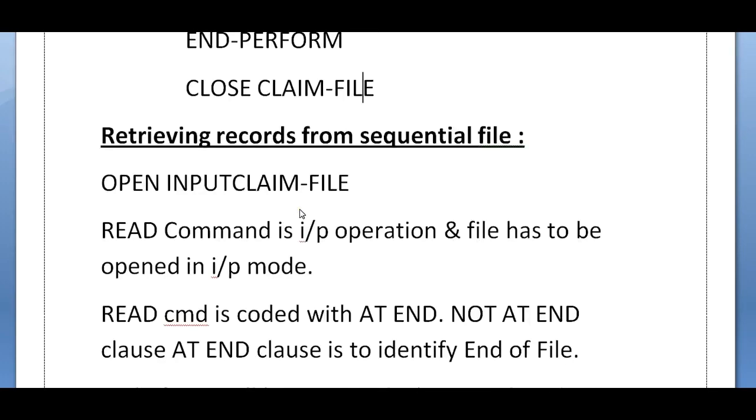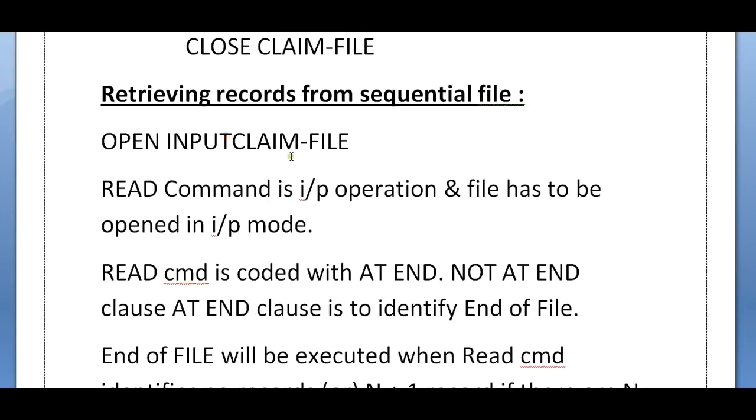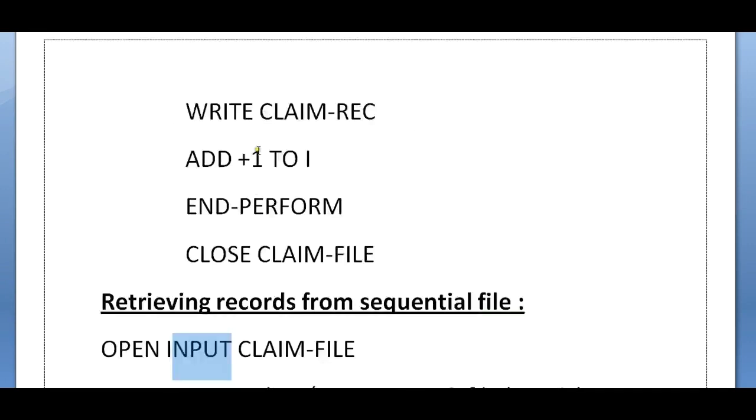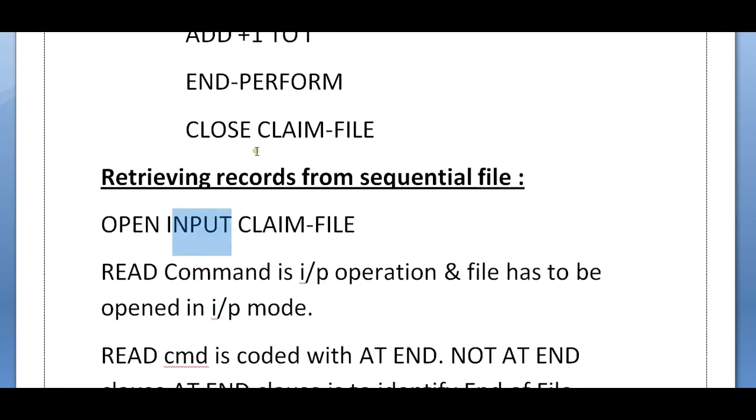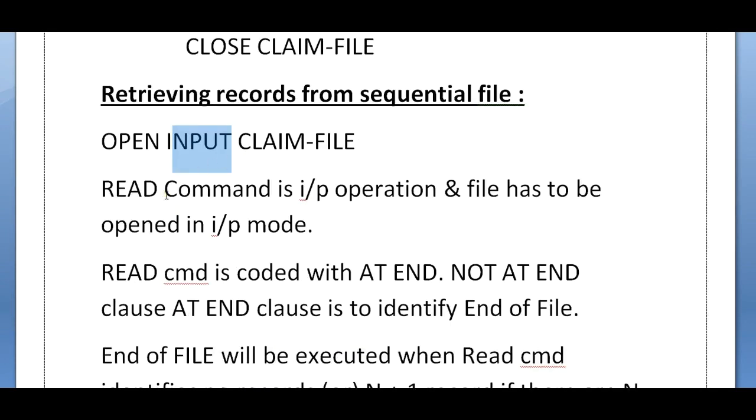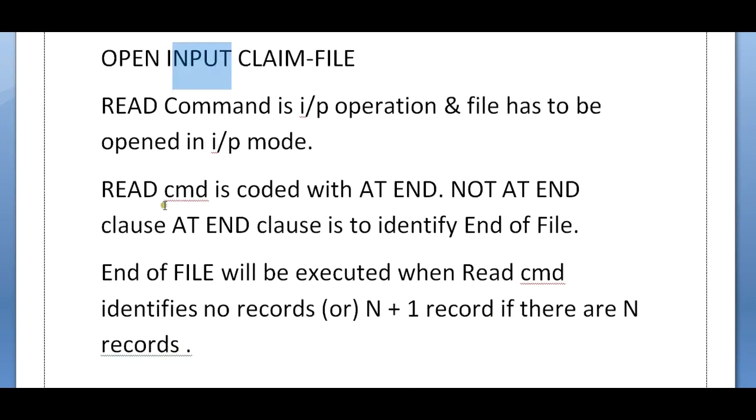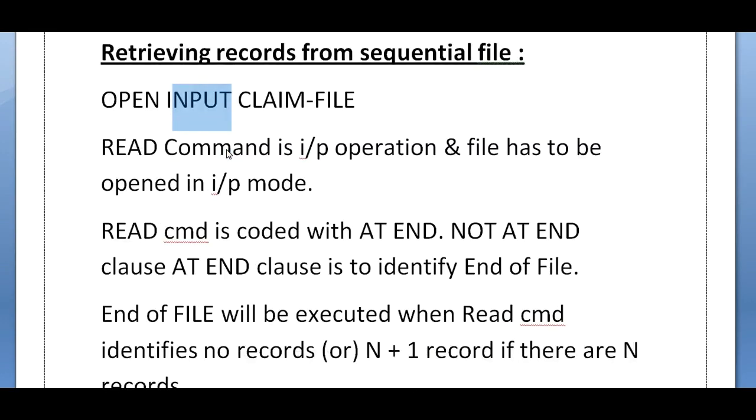Retrieving records from a sequential file. Open input claim file. You need to open in input mode in order to retrieve the records from a sequential file. In order to write the records, you need to open in output mode. In order to read and write, or if you want to modify, you need to open in input-output mode. So now I'm trying to retrieve the record from a sequential file, so I use input mode. Read command is an input operation and the file has to be opened in input mode.